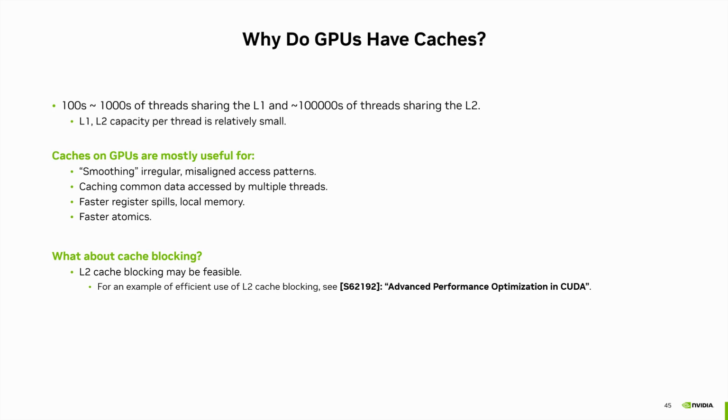Somebody coming from the CPU optimization space might ask, what about cache blocking? Is it relevant here? The first answer is no, it's difficult to use cache blocking on a GPU, but it's not impossible. In Igor's next session, there will be an example where L2 cache blocking is useful on a GPU.